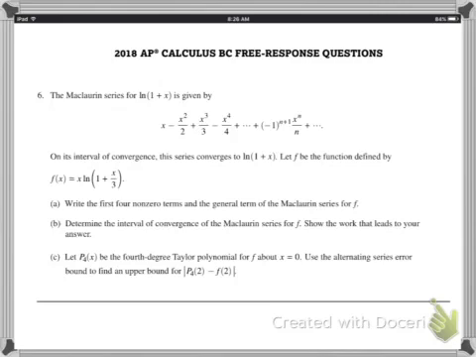Let f be the function defined by f of x equals x times the natural log of the quantity 1 plus x over 3. And in part A, they want us to write the first 4 non-zero terms and the general term for the Maclaurin series for f.